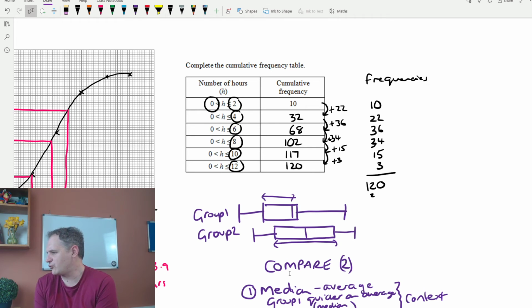Interquartile range is always Q3 minus Q1. Absolutely right. That's how we're going to find it.